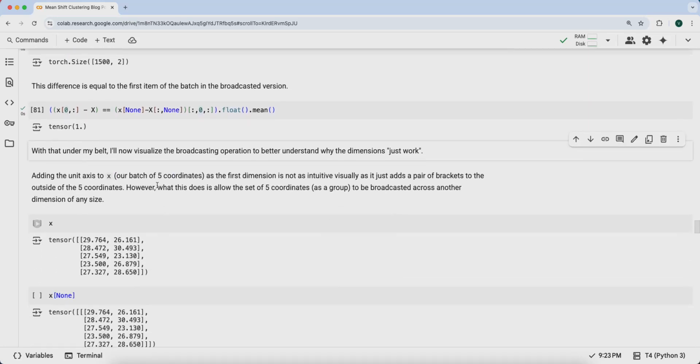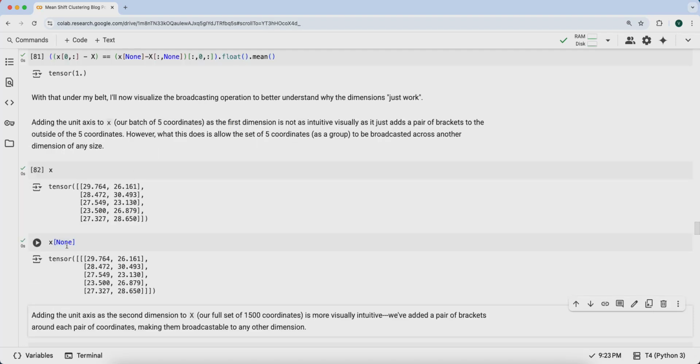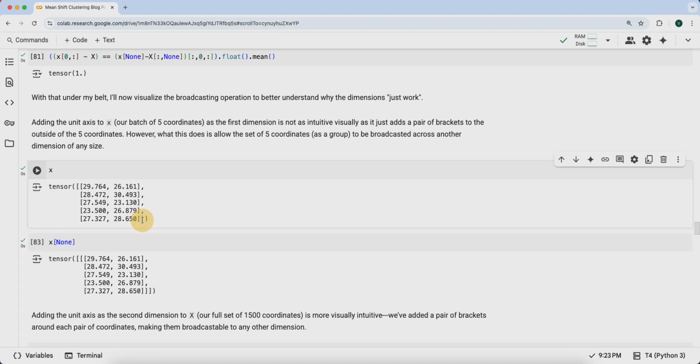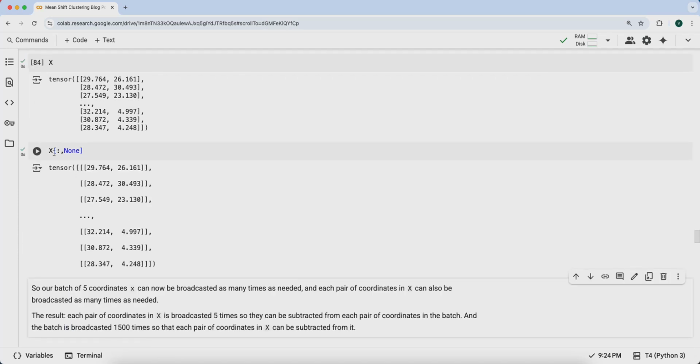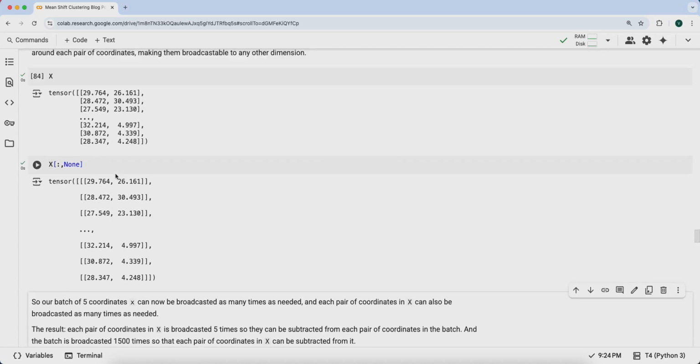All right, so let's dig a little bit deeper into why we added the unit axis. If we look at x and then we look at x indexing into it with None, visually there's not a lot of cues, but we can see that this additional unit axis comes with another pair of brackets. And how I visualize or understand that is that it's grouping the items into one dimension, and it's grouping it so that we can now broadcast that to any number of dimensions that we want. When we add the unit axis to the second dimension of our big X, it's a little more visually intuitive that we have an extra pair of brackets around each pair of coordinates. So we are allowing each pair of coordinates to be broadcasted to any number of dimensions.